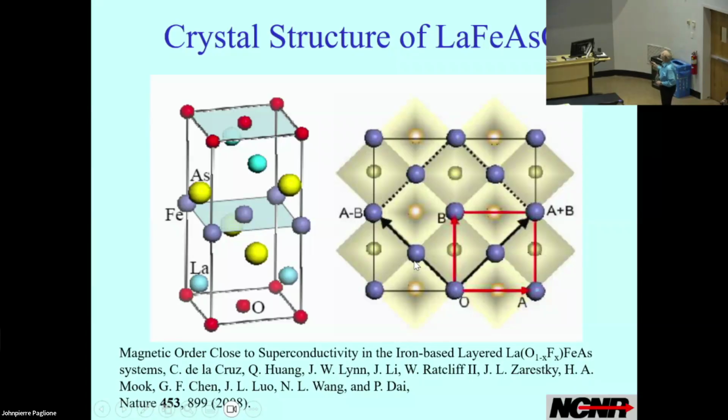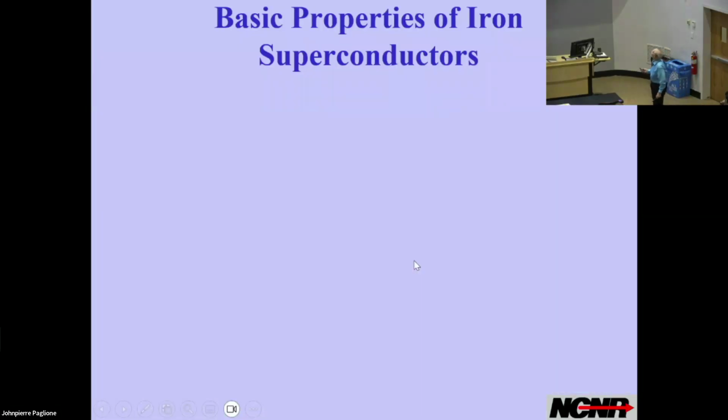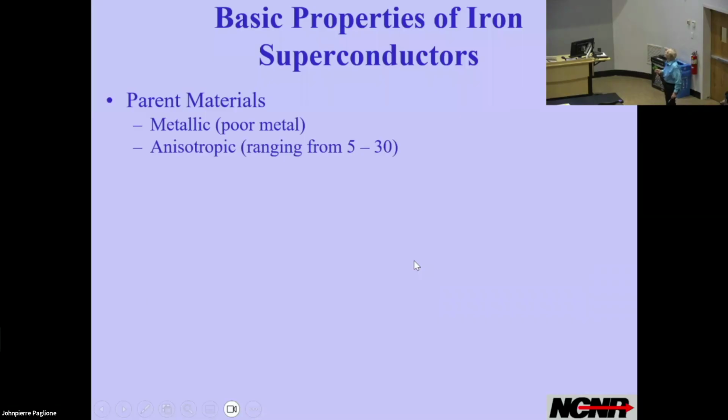Iron-based unconventional superconductors. So this is what we affectionately call 1111. It's a tetragonal system. And you have the copper ions, and it's actually on a square lattice, if you cock your head about 45 degrees. And that's the crystal structure. And the basic properties: parent materials are metallic and also long-range ordered. They're anisotropic, but not nearly so much as the cuprates.